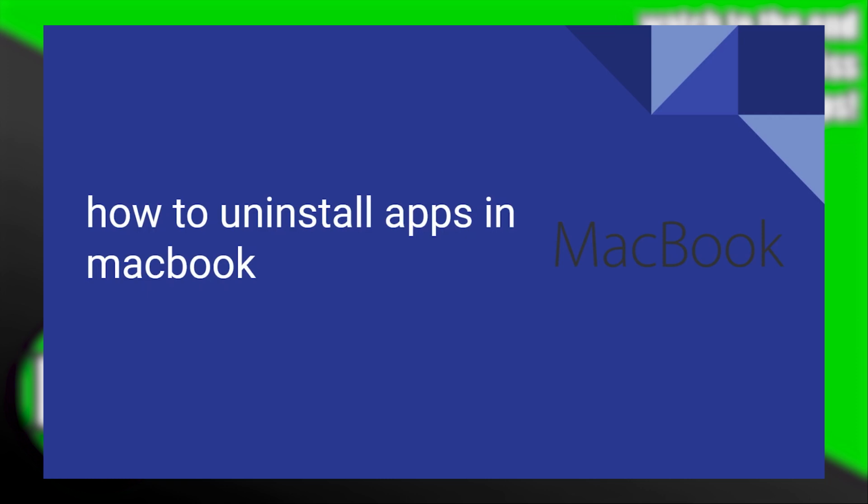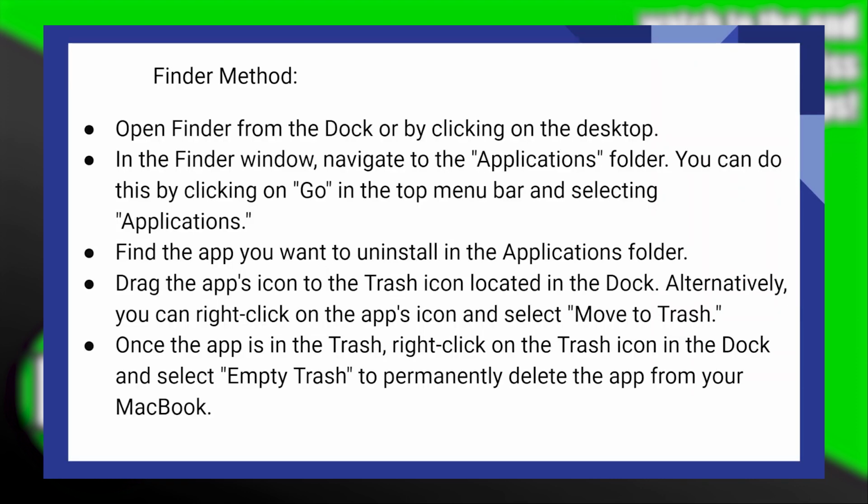Uninstalling apps on MacBook is very easy to do. Today I'm going to show you how to do it. First, open Finder from the dock or by clicking on the desktop. In the Finder window, navigate to the Applications folder. You can do this by clicking on Go in the top menu bar and selecting Applications.